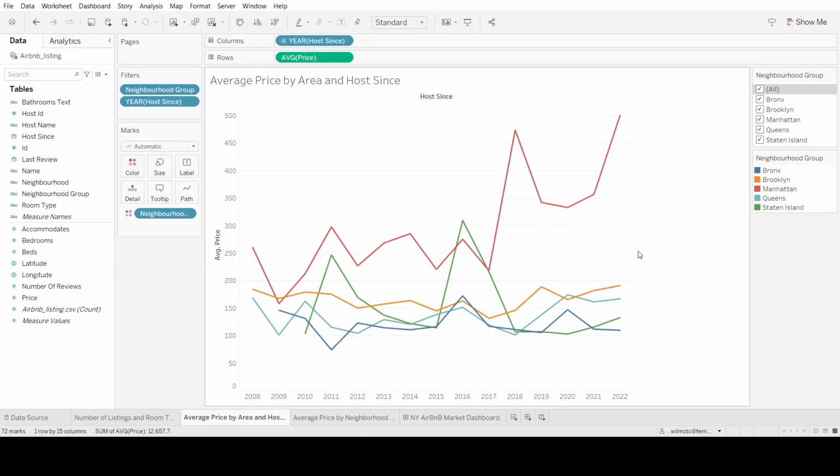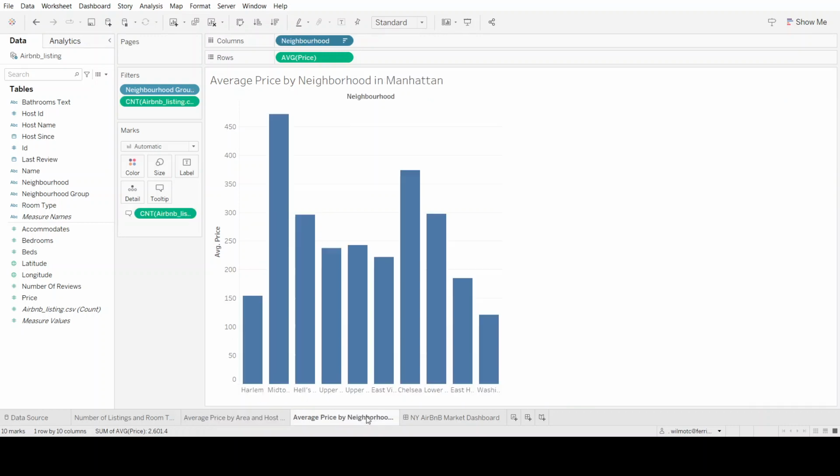The obvious outlier is Manhattan, and it's the biggest market in New York City, so that was of interest to me. It looks like it's gone up to over $500 for the average listing price. And so I wanted to take a closer look at Manhattan specifically in the next sheet.